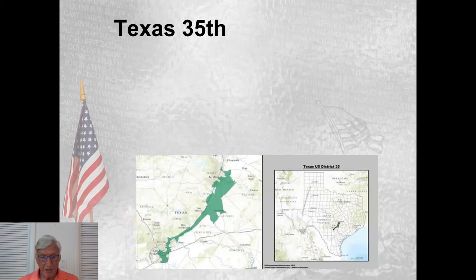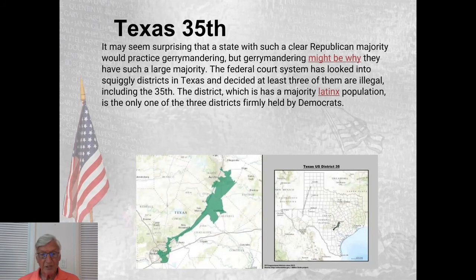Texas 35th. Of course, Texas has got to have a problem, doesn't it? It may seem surprising that a state with such a clear Republican majority would practice gerrymandering, but that might be why they have such a large majority. Lots of evil going on out there.